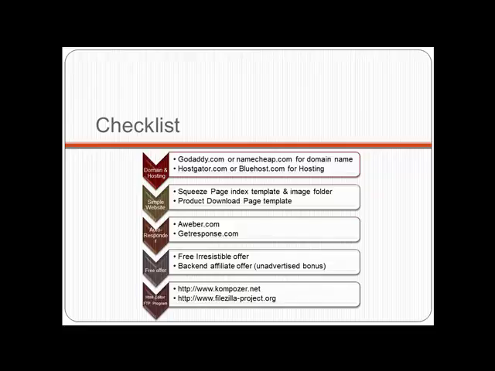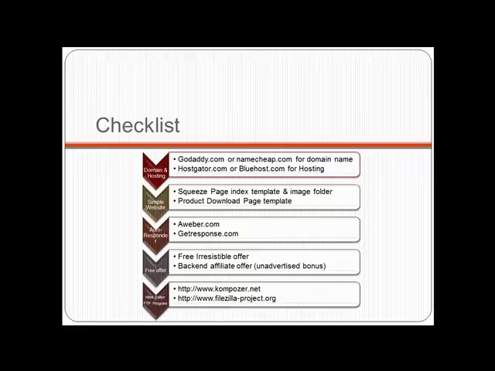And the next thing you of course need to do any kind of list building is you need a software to be able to track your subscribers. And the software that's recommended and most widely used is Aweber.com, Aweber, which can be found there, or GetResponse, which can be found at GetResponse.com. So there's two options there for you to choose from. And then you also need that free offer, that free irresistible offer, and then that back-end affiliate offer so that you can make additional commissions off your download page.